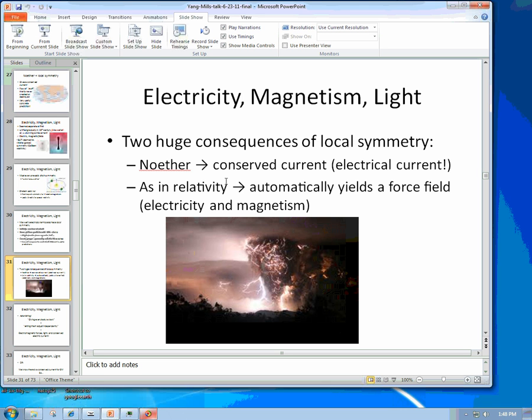And as in relativity, this is even harder to put over precisely than the Noether's theorem thing. But as in relativity, whenever you've got this idea of a local symmetry, the mathematical construct that's necessary to relate everybody's data to each other so they can still talk to each other turns out to have exactly the requirements that make it look like a force field. And so automatically you get electric and magnetic forces from this local symmetry.